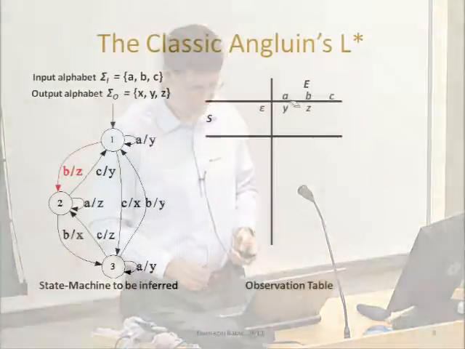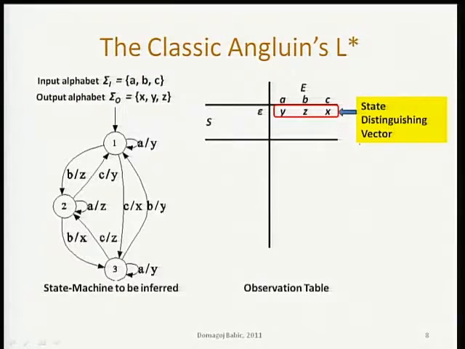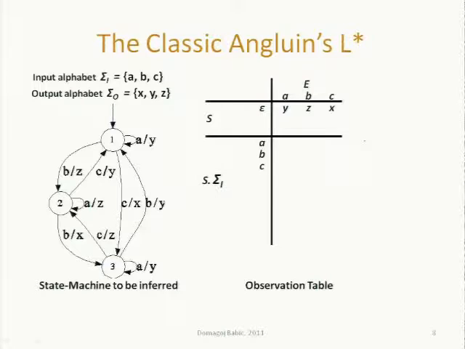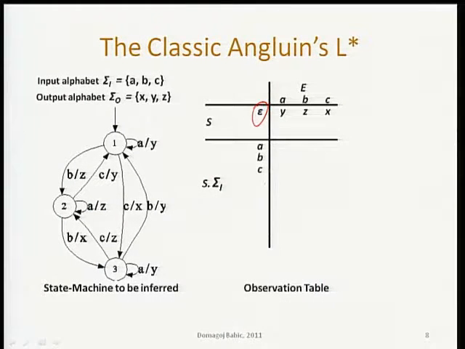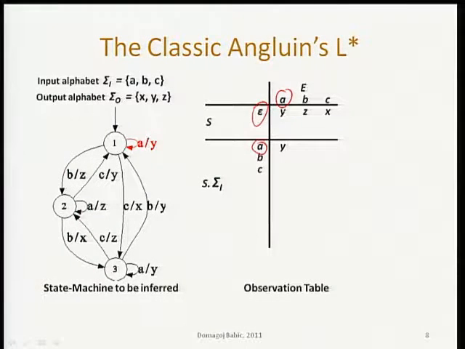So repeat the same thing with other edges, so with B and C. And so at this point, we'll learn what we call a state distinguishing vector. So this is kind of like a signature of a state. And then we extend the symbol in the first row, epsilon, with all the symbols in the input alphabet. And so now we concatenate this symbol, the prefix, with the suffix. So we get AA input. We execute that on the state machine, so we get the response YY, but then we store only the suffix Y into the table.